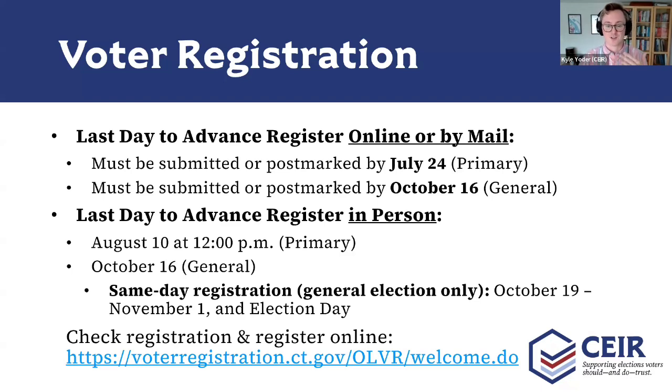Voters also, though, can register in person. So if they want to register in advance of the election, the deadline to do so is August 10th for the primary. Again, that August 11th primary. The deadline to do so for the general is October 16th. But fortunately for the general election, voters also have the option to same-day register. So if they go in person at an early voting location, voters in Connecticut can register to vote and cast a ballot at the same time at that early voting location or in person on election day. Voters should take advantage of the link at the bottom.